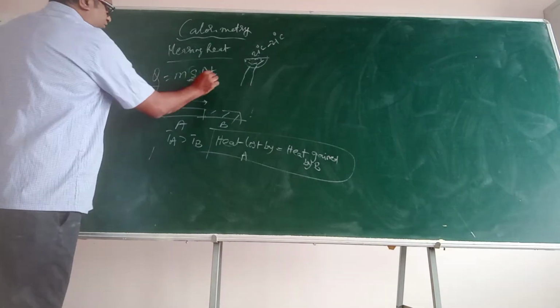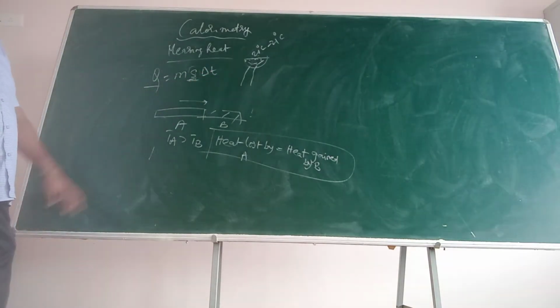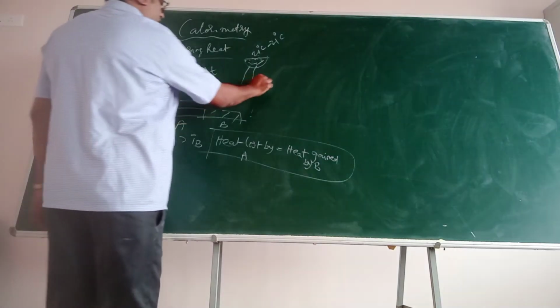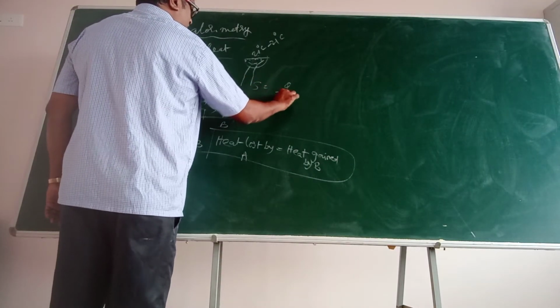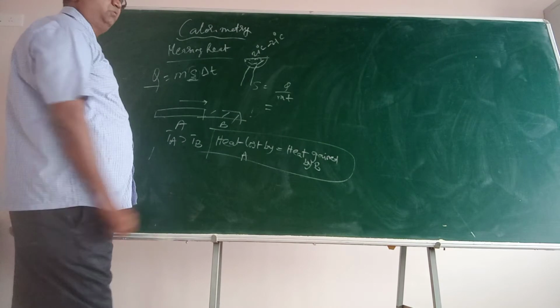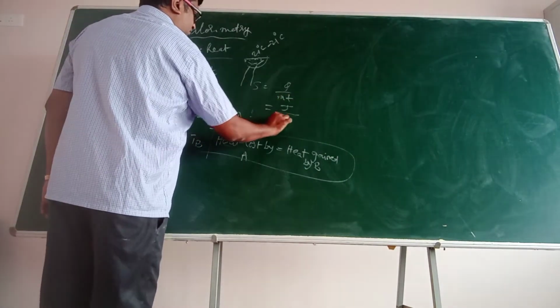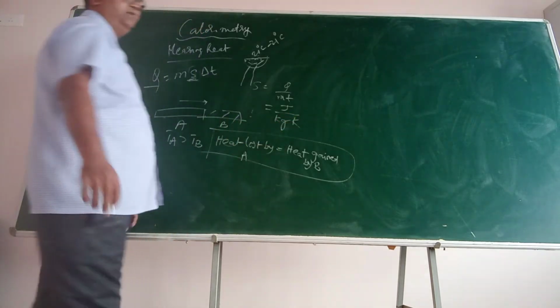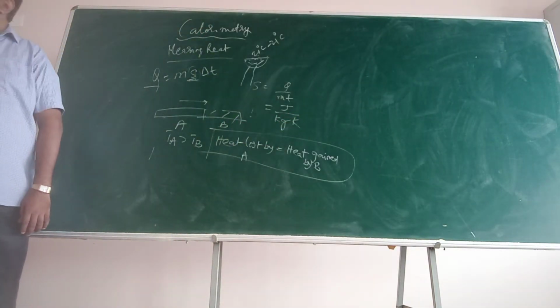Now what is the unit of specific heat? It is Q by m delta T, right? What is Q? In joules, mass in kg, temperature in degrees Celsius, or because it is joules, it will be Kelvin. Okay?